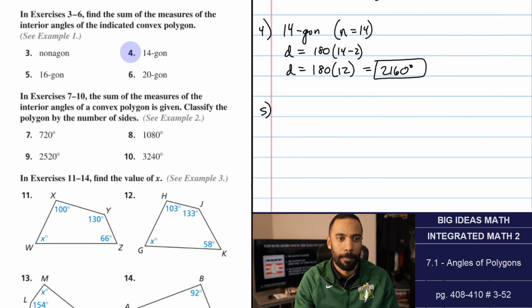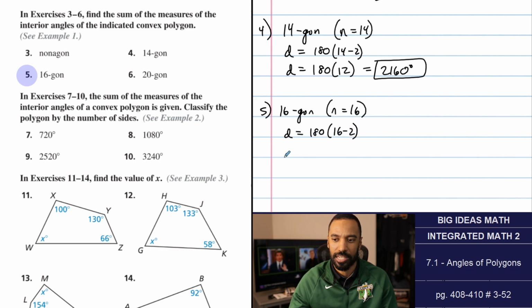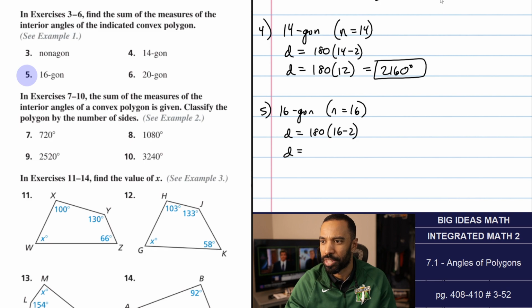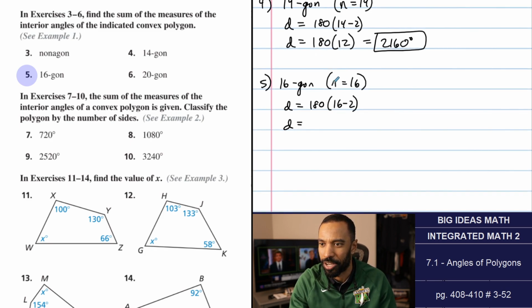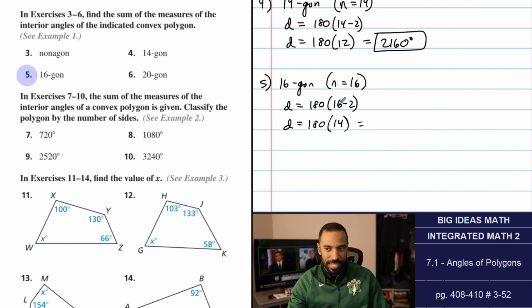Number 5, we have a 16 gon. Now, as far as my calculations go, hold on a second. Obviously, n equals 16. That's going to be 180 times 16 minus 2, or 180 times 14. Why did my pen change? Give me 1 second. That probably changed a little bit ago. I'm only now realizing. You might not notice the difference in this pen style and this pen style. Now, even if I didn't know what the calculation was, a 16-sided shape has 360 degrees more than a 14-sided shape because it's 2 more triangles. So in my head, I'm going to do 2160 plus 360.